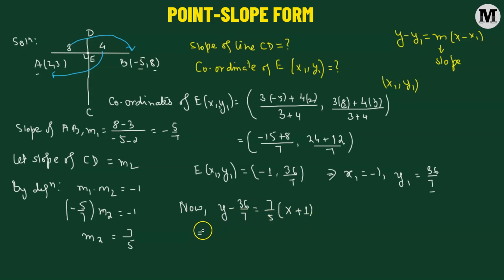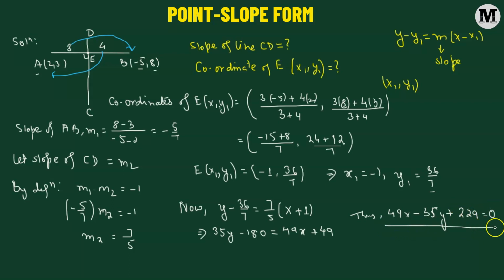We're going to multiply throughout by 35. So we're going to get 35y minus 180 equal to 49 times x plus 49. Rearranging the terms, we therefore get the equation of the line, which will be 49x minus 35y plus the constant 229 equals 0. So this is going to be the required equation of the line.